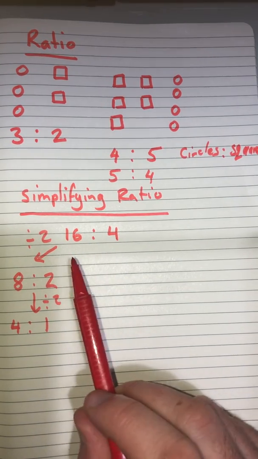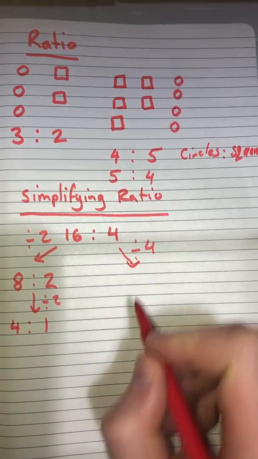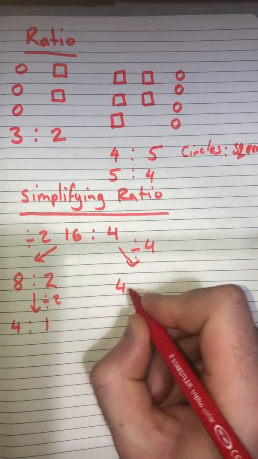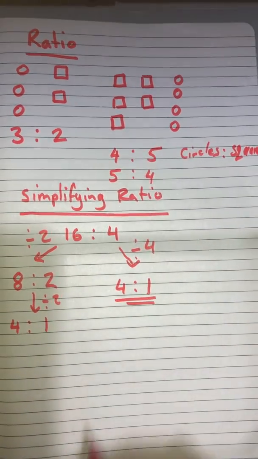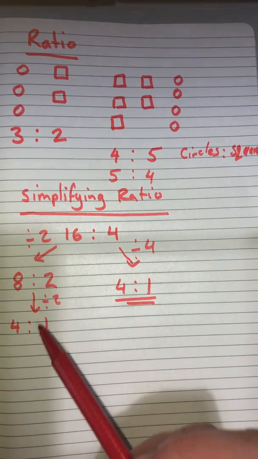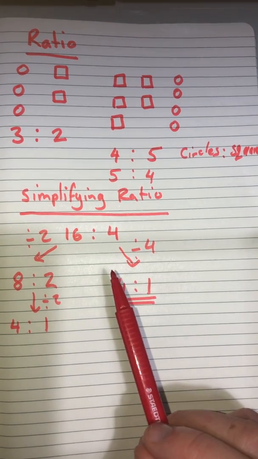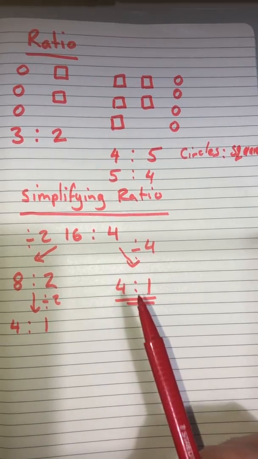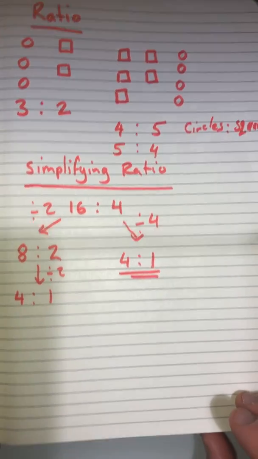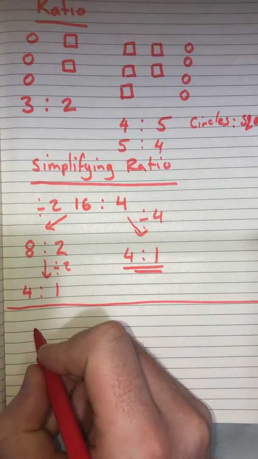Okay, so if we think about 16 and 4, we could have divided them straight away by 4, which would have given us our end result quicker, and that's by finding the highest common factor of 16 and 4. Okay, now that's not always going to be easy, and we may have to do more than one division sometimes to get to our final answer. Okay, but it's optimal if we can find the highest common factor. Okay, so let's just have a look at a few more examples of simplifying ratio.